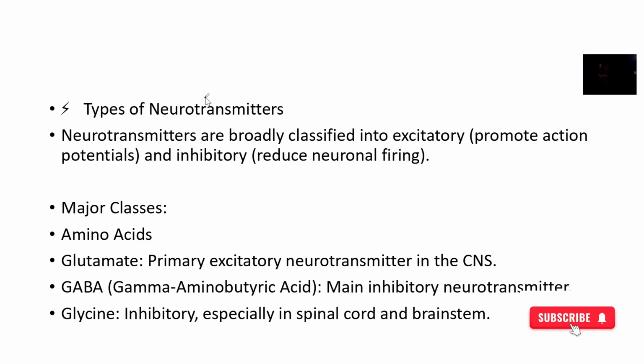So, types of neurotransmitters. This is an introduction, so I'll just jump in here and there. You should know that we have neurotransmitters that will excite you, promote actions, and kick you into action, and we have the ones that will basically calm you down. The major classes: you have the amino acid neurotransmitters, with examples like glutamate, GABA, and glycine.